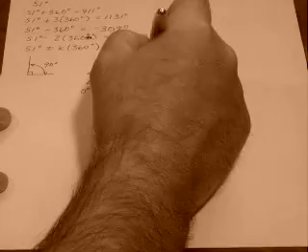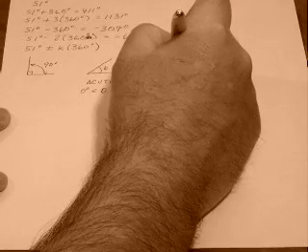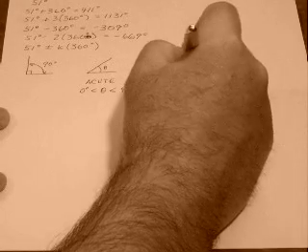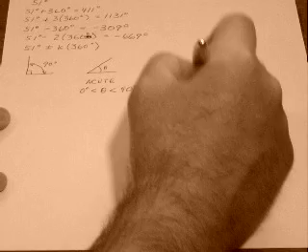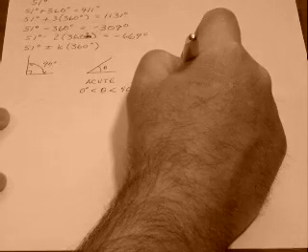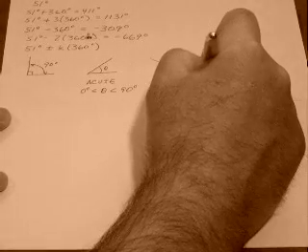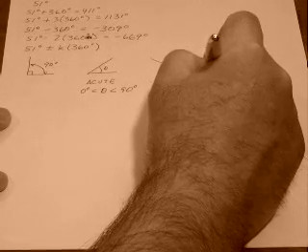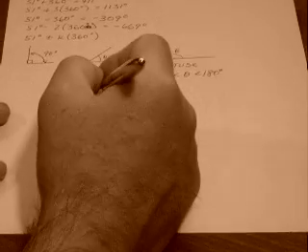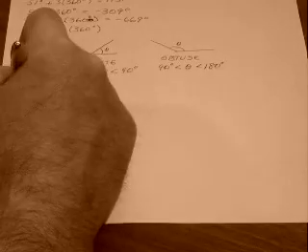We also have obtuse angles, which are between 90 and 180. So that would be obtuse. And theta would be greater than 90 degrees and less than 180 degrees. And a straight angle is 180 degrees.